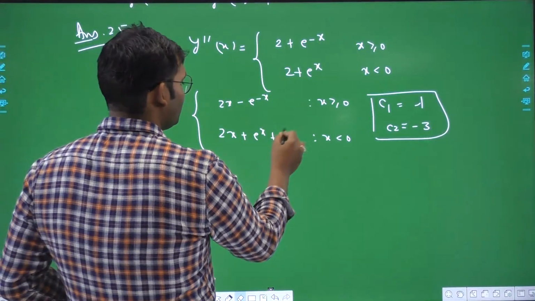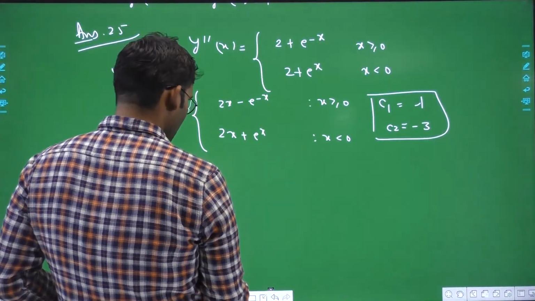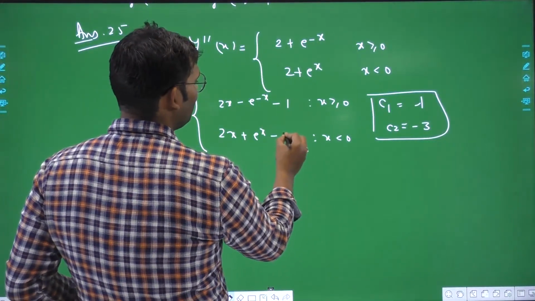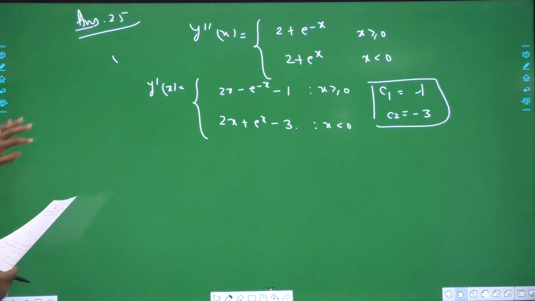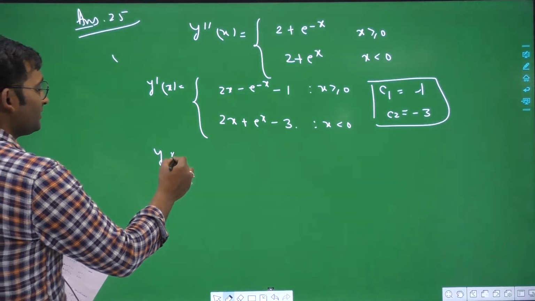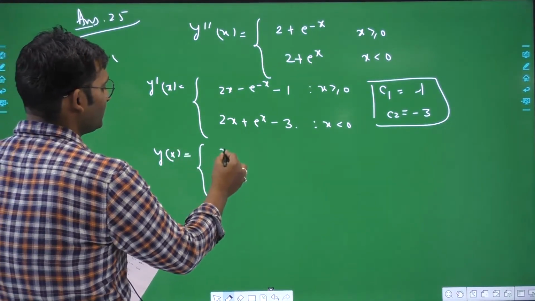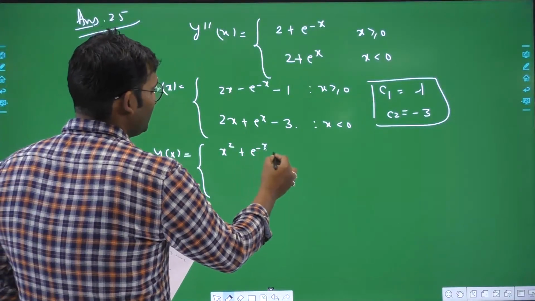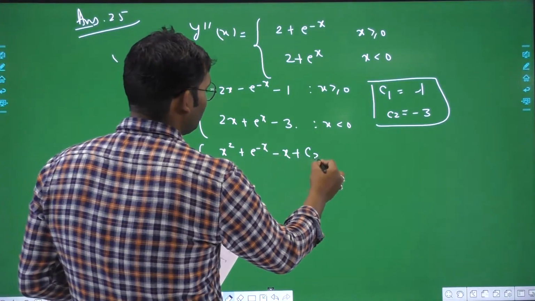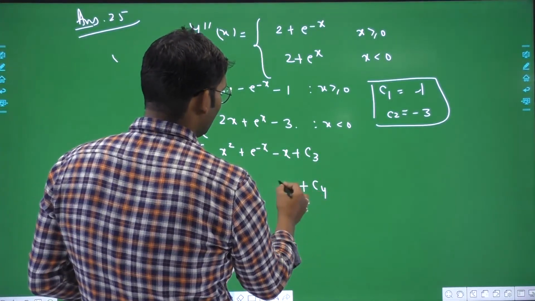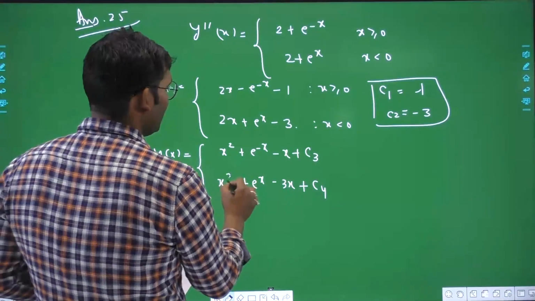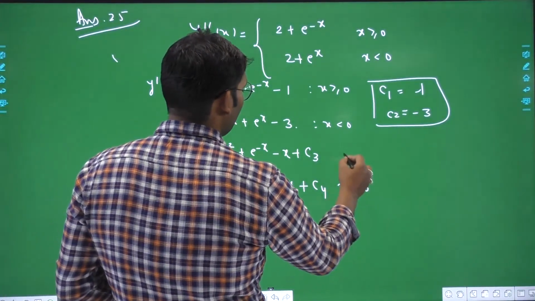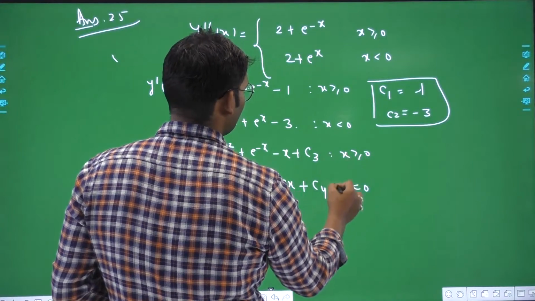So I'm writing as it is the values that are found. Please, if there is some error, do tell me in the comment section. We shall resolve. Okay. So this is what you're getting. Now, if you're finding y(x), आपको क्या मिलेगा? You'll find it as x square plus e to power minus x plus c3, and here you'll find c4 minus 3x. You'll get e to power x here and x square here for all x less than 0 and for all x greater than or equal to 0. Okay.